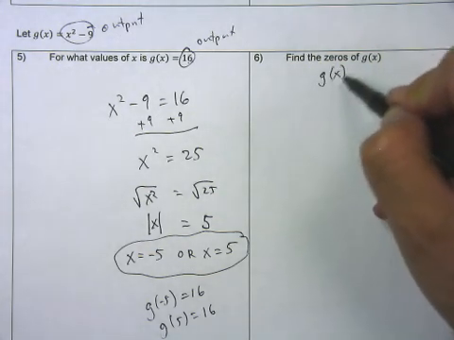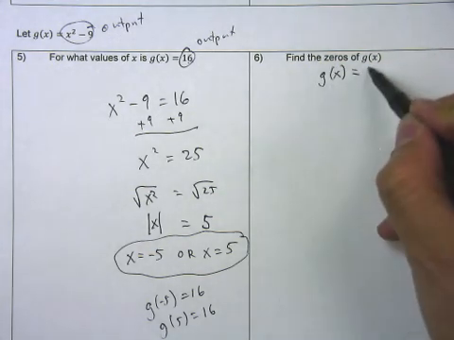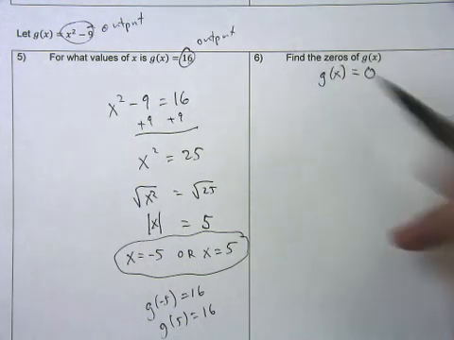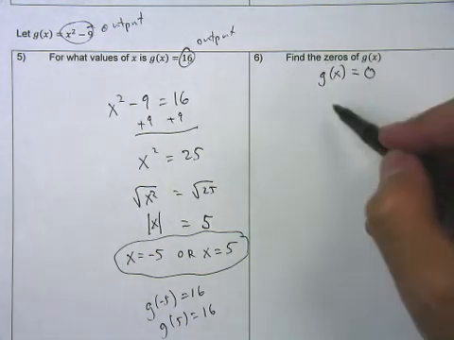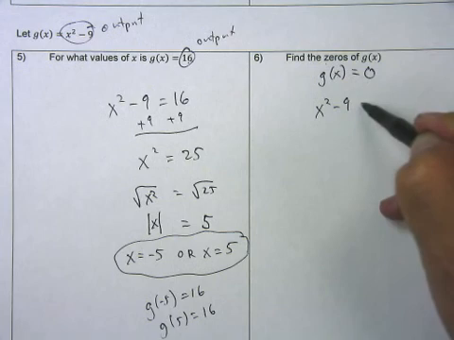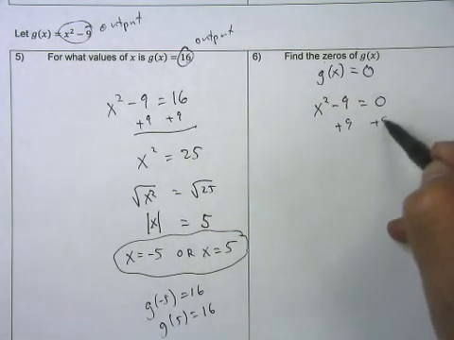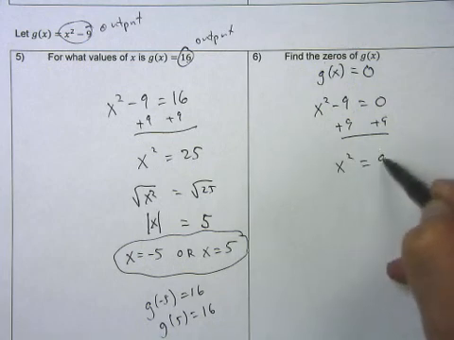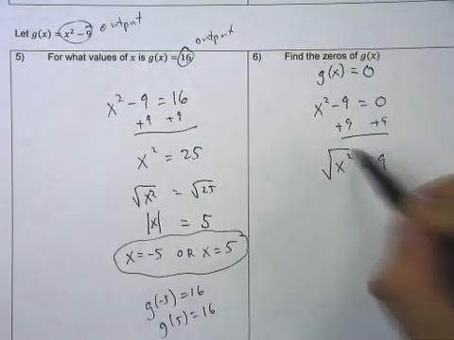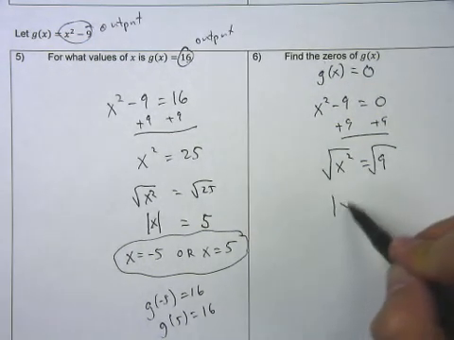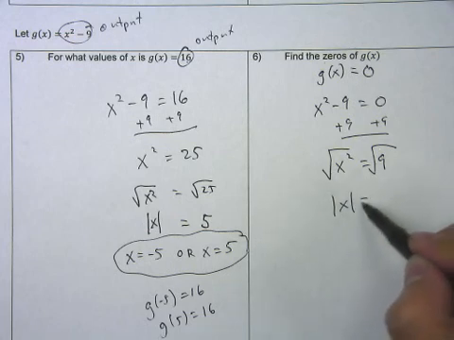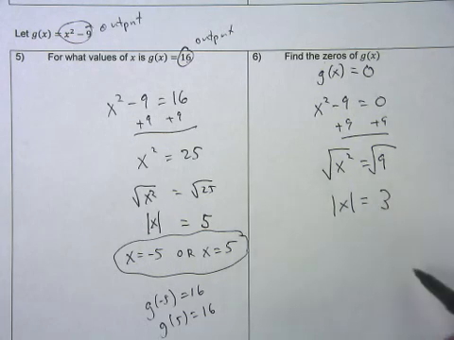So we're trying to find the input values such that g of x would be equal to 0. That's what it means to find the zeros. Right? So we want to see when will x squared minus 9 be equal to 0. Right? Well, I can add 9 to both sides. We get x squared is equal to 9. And then square root both sides. The absolute value of x is what we get on the left. And then we get square root of 9 is 3.